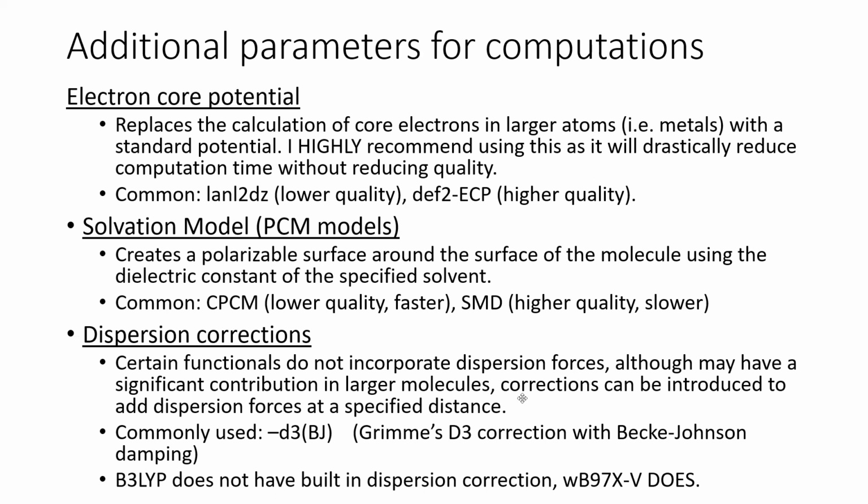The functional I mentioned earlier, Omega B97X-V, does have dispersion correction built in, so you don't want to add that in afterwards, because then you're double accounting for dispersion correction. Probably the best dispersion correction you could use is Grimme's D3 correction with Becke-Johnson damping. There's other ones you could use, but this, for now, is probably the best one you could use.